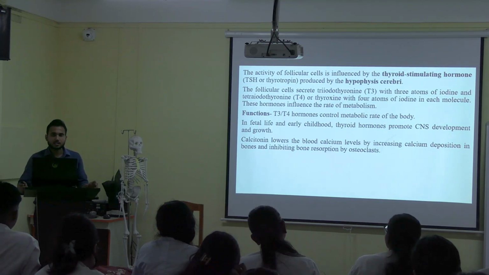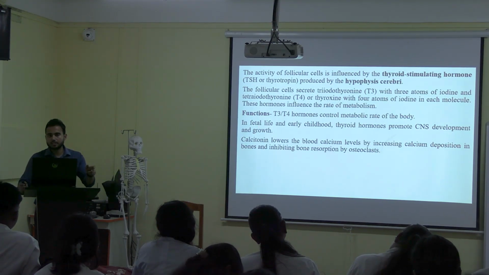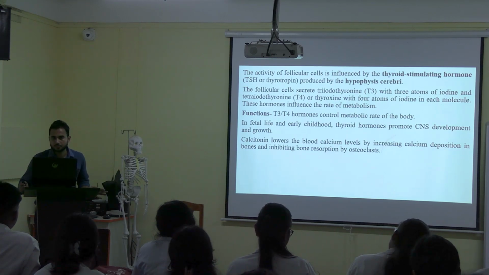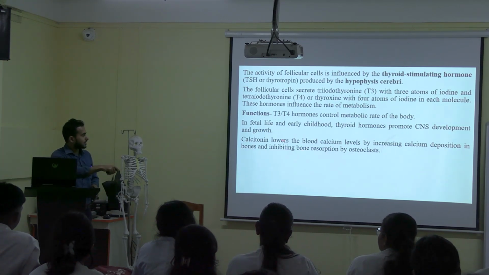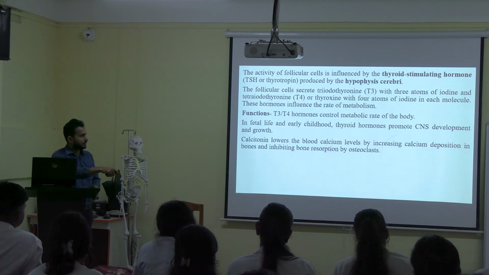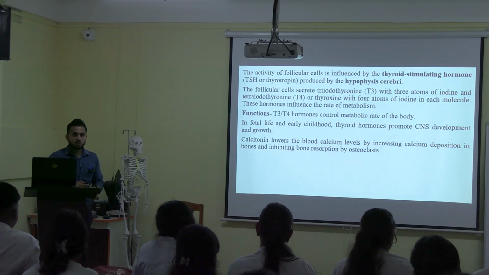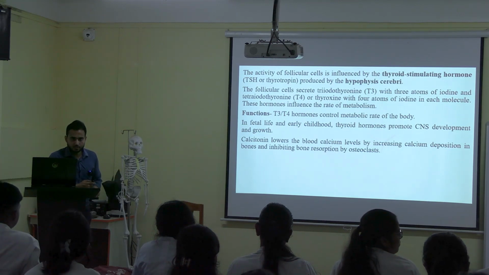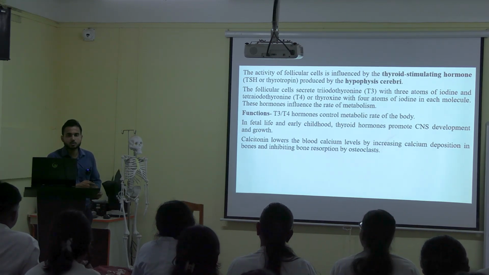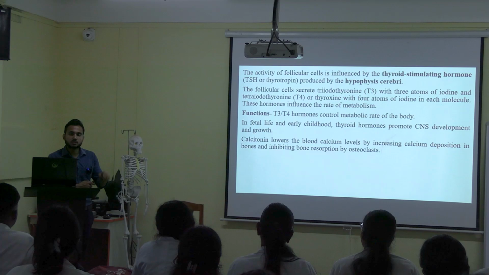Next, another hormone which is secreted by parafollicular cells. What is the name of that hormone? Calcitonin. What is its function? It lowers the blood calcium level. If you have studied the parathyroid gland, what is its function? To produce parathormone. What is the function of parathormone?